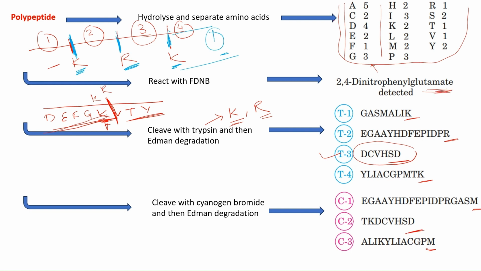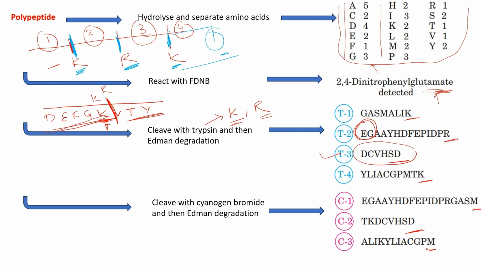By determining the N-terminal residue, we already found that glutamate is the amino acid at the N-terminal end. So where is glutamate here? In case of trypsin, this is glutamate, E. E is the symbol for glutamate. So T2 is the first fragment and T3 is the last fragment. So now we can start ordering them. How can we order them?